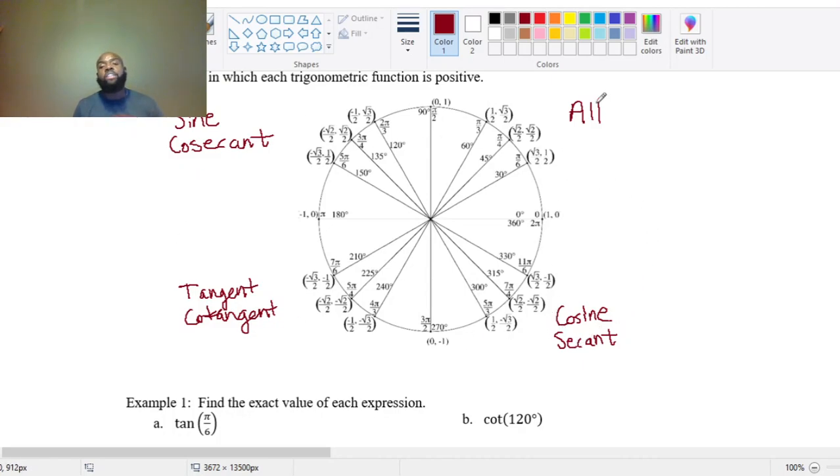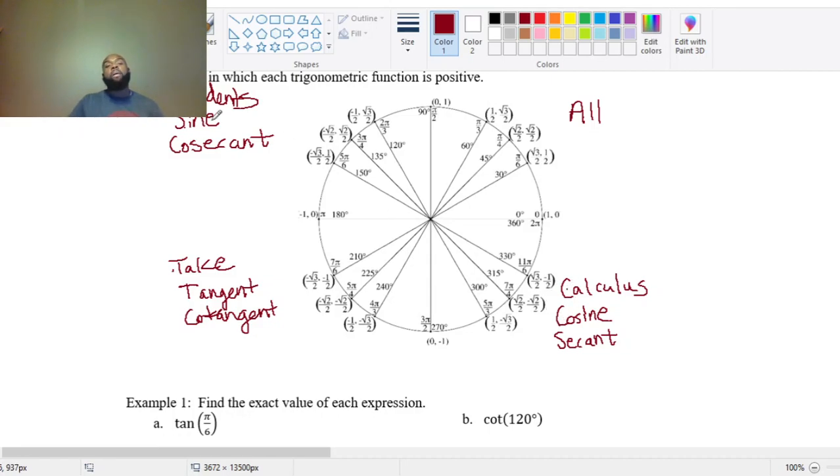One way to remember this is to use this acronym here. A is for all. Sine starts with an S, so we're going to say students. Tangent starts with a T, so we're going to say take. And cosine starts with a C, and so we're going to say calculus. All, students for sine, take for tangent, calculus for cosine.